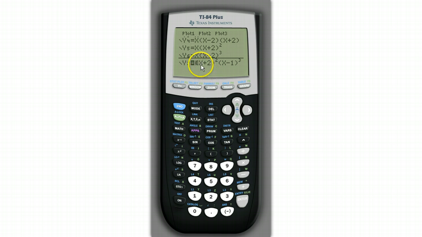If x was equal to 0, we would have 4 times negative 1, which is negative 4, so the y-intercept is negative 4. We would expect a 0 at negative 2 and also at positive 1. At negative 2, because the exponent is even, we would expect a point of tangency. Because the exponent is odd over here, we would expect at x equals 1 for there to be a point of inflection.